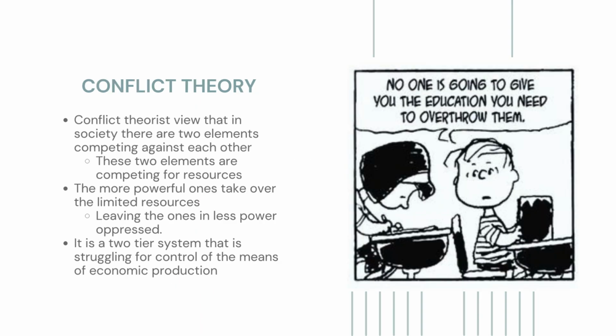And conflict theory. Conflict theorists view that in society there are two elements competing against each other. These two elements are competing for resources. The more powerful ones take over the limited resources, leaving the ones with less power oppressed. It is a two-tier system that is struggling for control of the means of economic production.